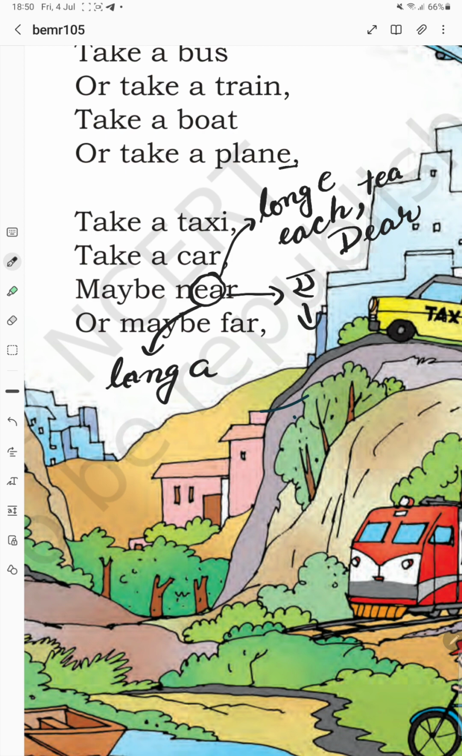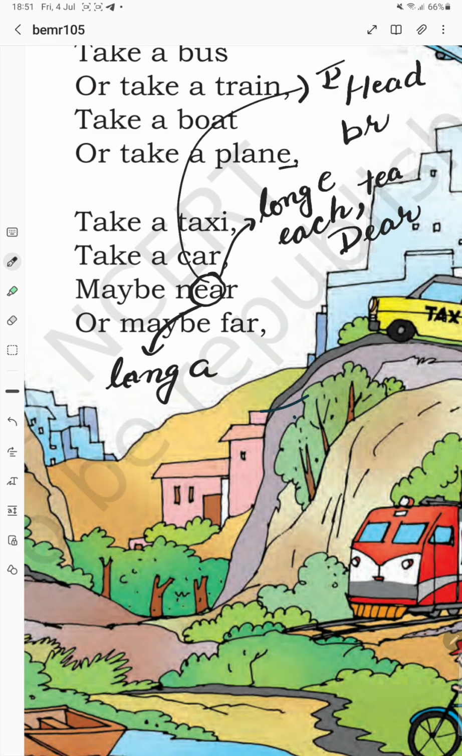And let's see some other examples. Let me erase it. Where should I write it? Let's just write it here. It gives short E sound in the words like h, e, a, d, head, and b, r, e, a, d, bread, bread. So EA combinedly, it gives short E sound, head, bread.